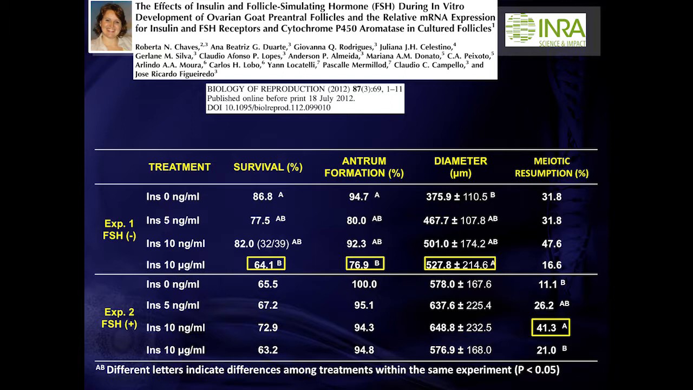However, insulin at 10 nanograms per ml showed a higher percentage of meiotic resumption when compared to the control medium and high insulin. In other words, we reduced the insulin concentration 1,000 times, and we improved the percentage of meiotic resumption.